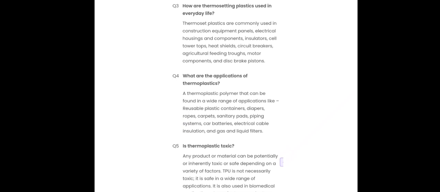And students, today we have learned about thermoplastics and thermosetting plastics, the differences between thermoplastics and thermosetting plastics, and examples of thermoplastics and thermosetting plastics. Hope you all understood. Thank you.